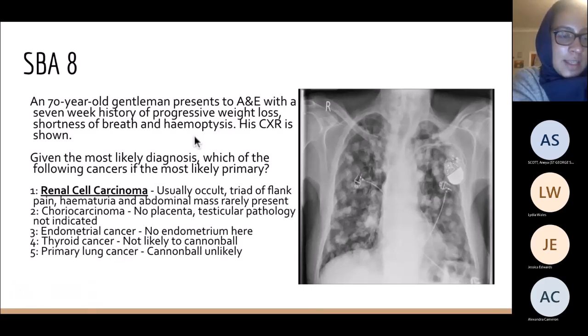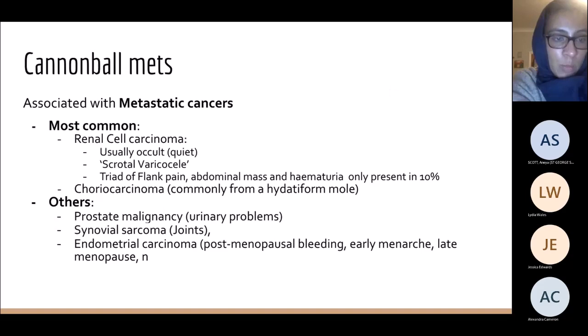Although this gentleman has a history of weight loss, shortness of breath, and hemoptysis, and he probably does have a lung cancer, they don't really cause cannonball metastases. The main ones are, as I mentioned, renal cell carcinoma and choriocarcinoma. Other ones that you can get are prostate cancers, synovial carcinomas and endometrial carcinomas. But the most common ones, when you see cannonball mets, think renal cell carcinoma and maybe choriocarcinoma as well.